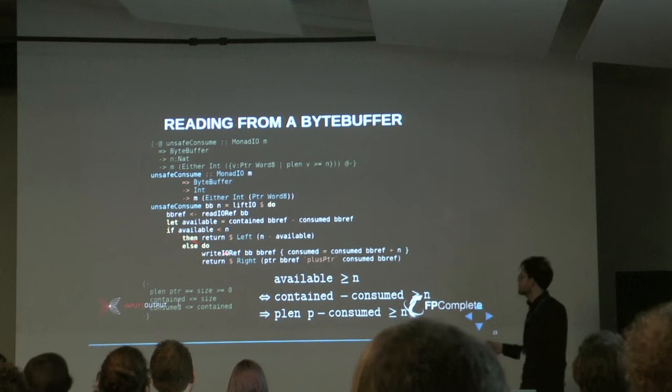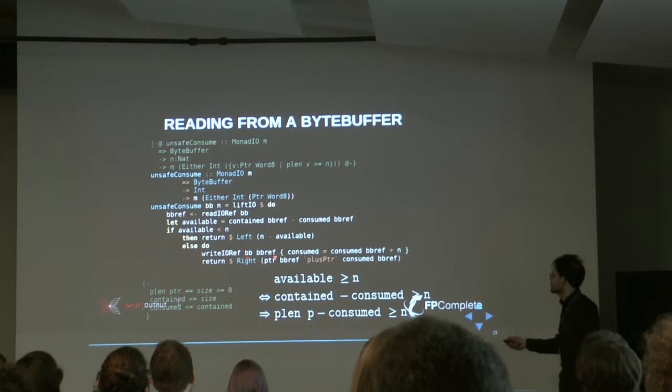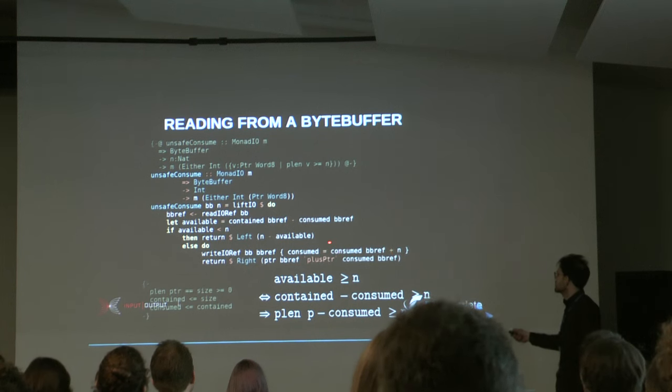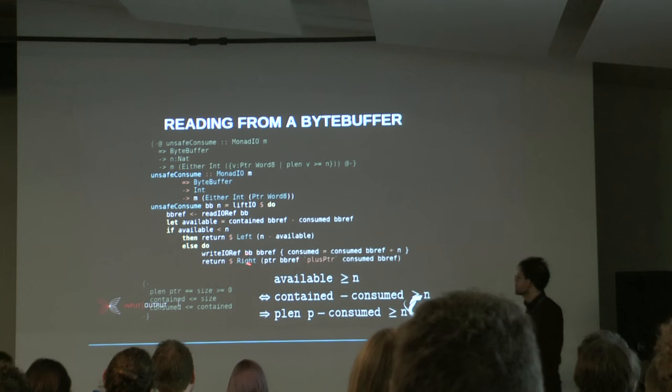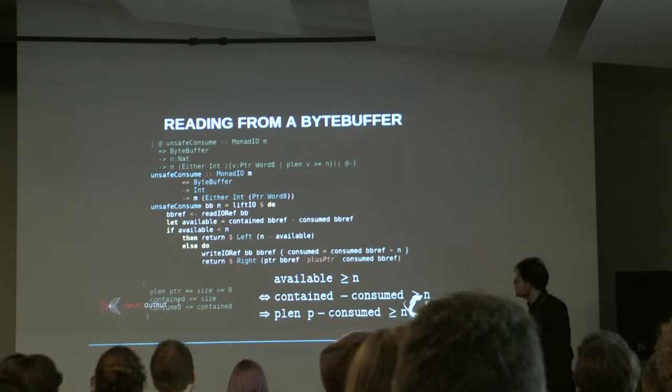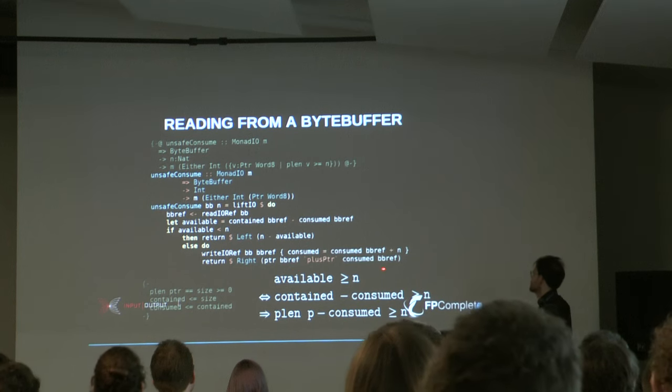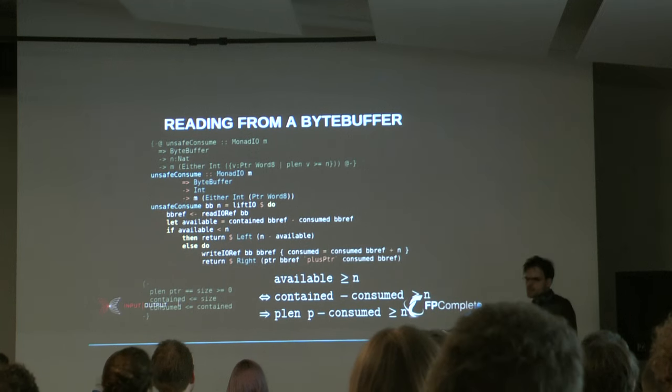And if it is large enough, then we modify our byte buffer. We say, okay, now we have consumed the number of bytes that we had previously consumed plus this number n. And we return a pointer that is given by the pointer to the beginning of the buffer plus the number of bytes that had been consumed previously.